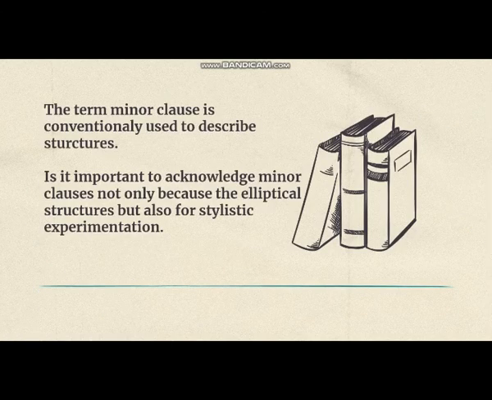And then the term minor clause is conventionally used to describe this structure. It is important to acknowledge the minor clause, not only because this elliptical structure plays an important role in much spoken interaction, but also because, as other units in this thread will argue, it is an important locus for stylistic experiment.